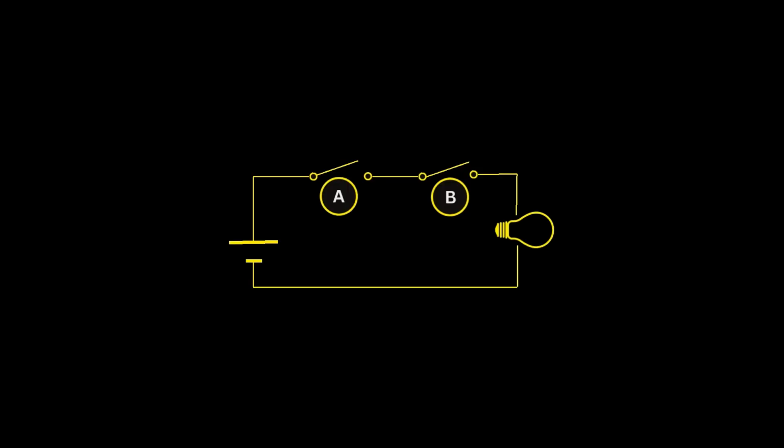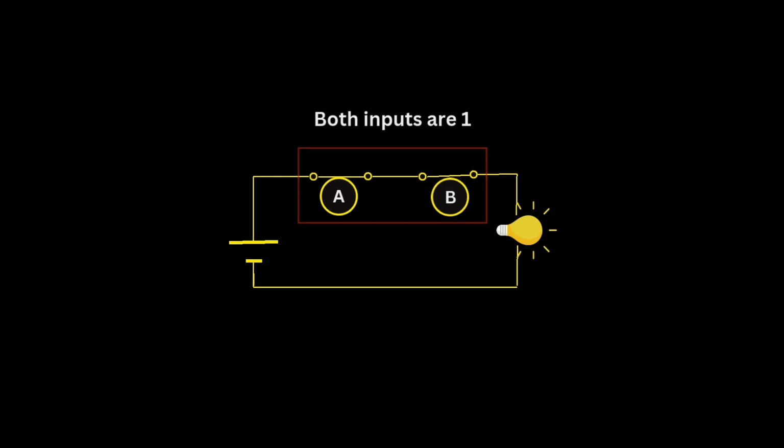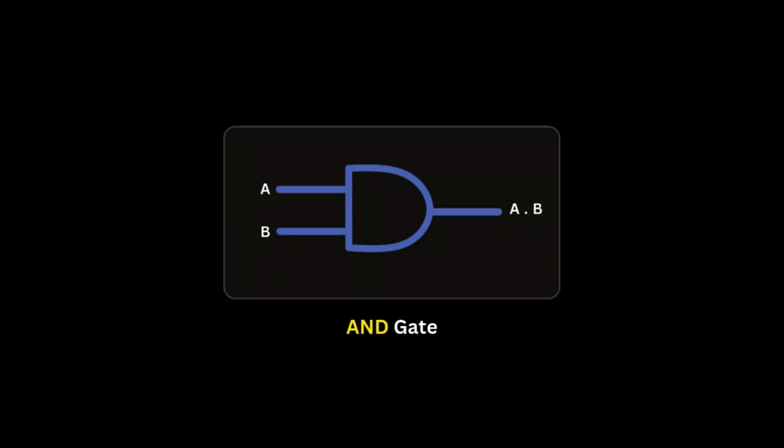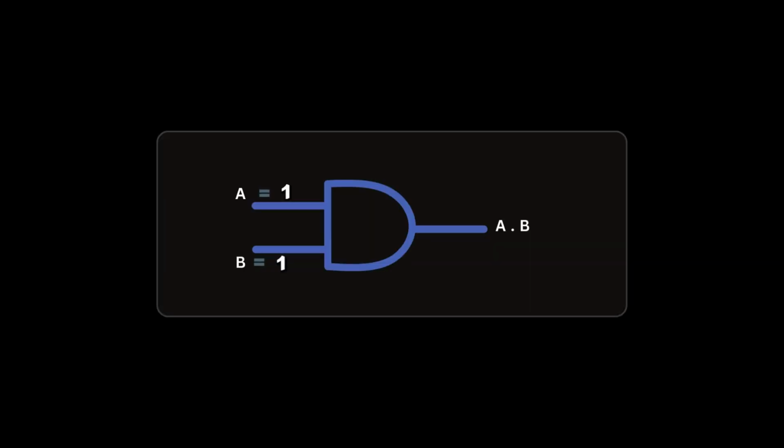In the first example, we connect 2 switches, A and B, in series with the light. The light only turns on, output 1, if both switches are closed, when both inputs are 1. This is called an AND gate. In programming, we write this as A and B. Both inputs must be 1 for the output to be 1.